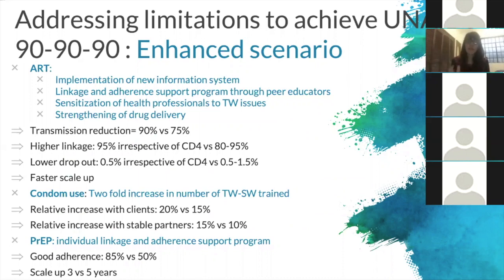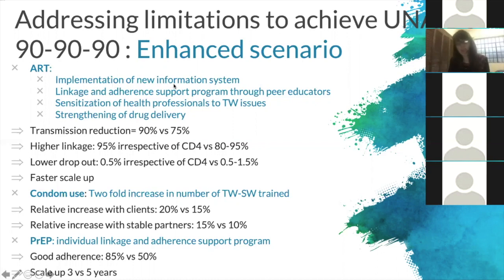And this was important, especially to the policymakers, because they wanted to know what would be needed to actually achieve these targets, as this was their personal goal. And so we incorporated into the model and into the costing all of the elements that were deemed necessary to achieve a better ART impact, for example.